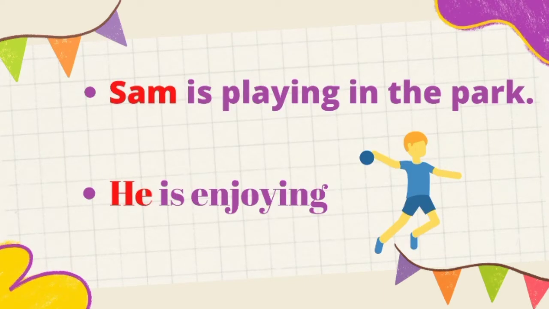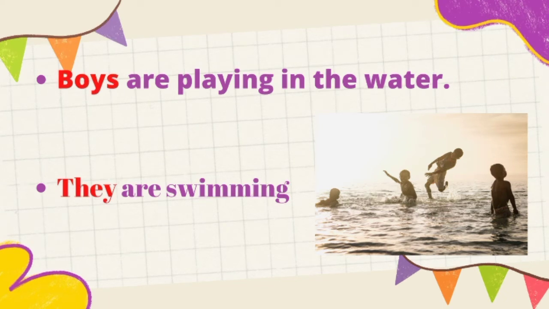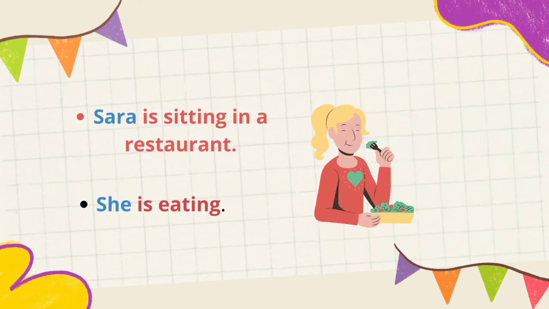Now look at some more examples. Sam is playing in the park. Instead of saying Sam is enjoying, we will say he is enjoying. So to avoid repetition, we replace the noun with the pronoun. Boys are playing in the water. They are swimming, since they are more.